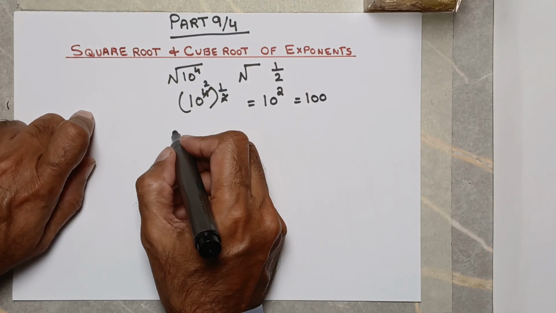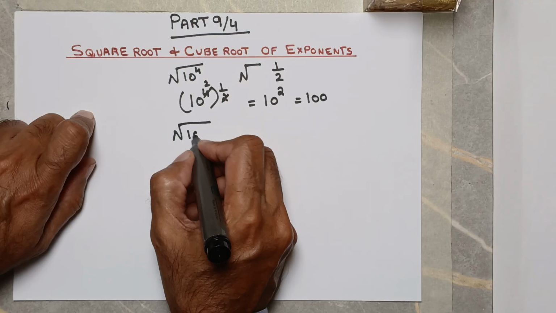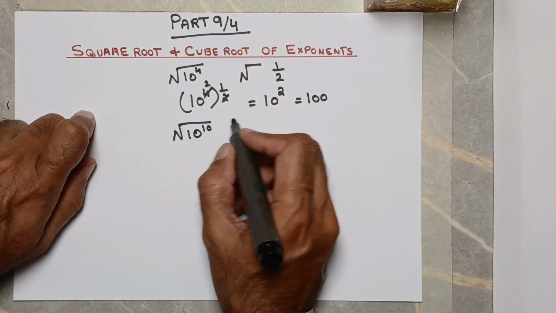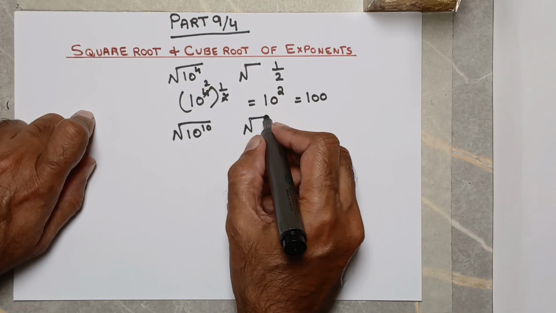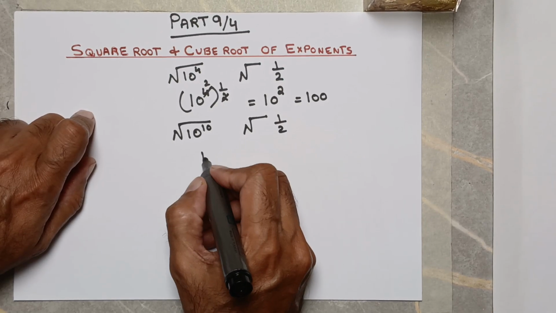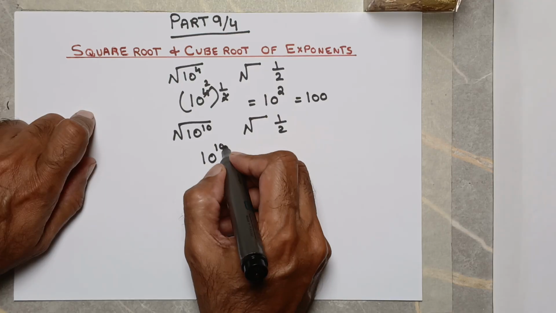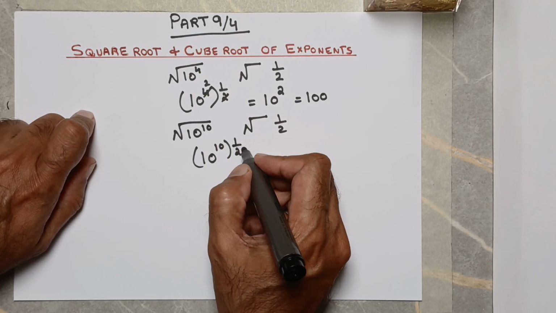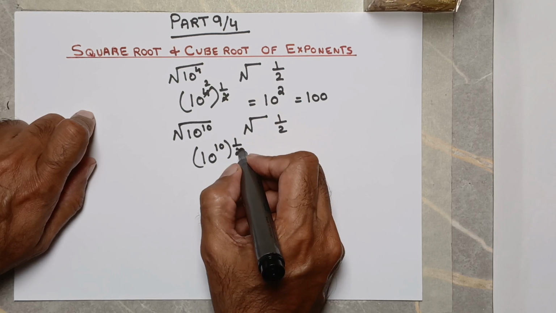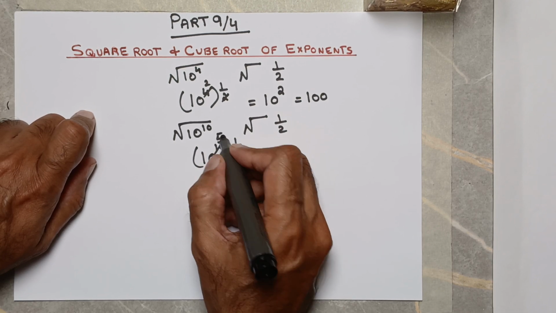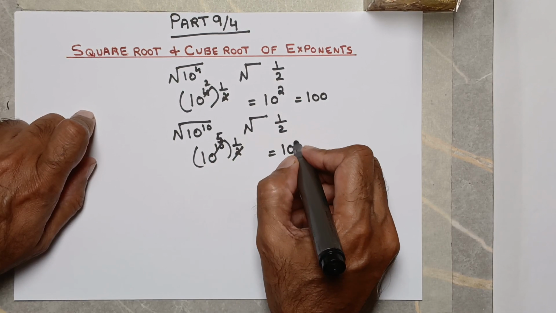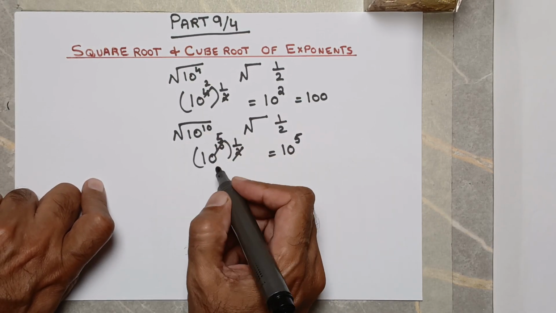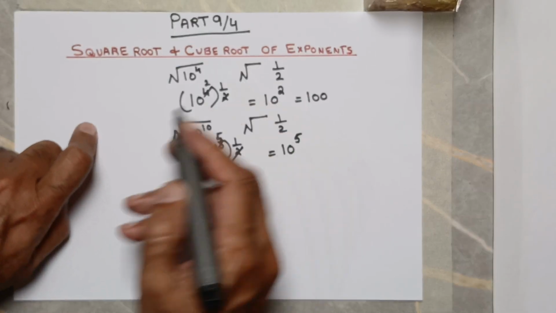Suppose let's take another problem. Suppose that we have 10 raised to the power, suppose I say 10. Okay, now again the value of the square root is 1 by 2. We will write simply as 10 raised to the power 10 within the parentheses, and outside we have 1 by 2. Now again the cancellation process, 10 by 2 is 5, and here we have 10 raised to the power 5. This is your answer. Now let's move on to the cube root.